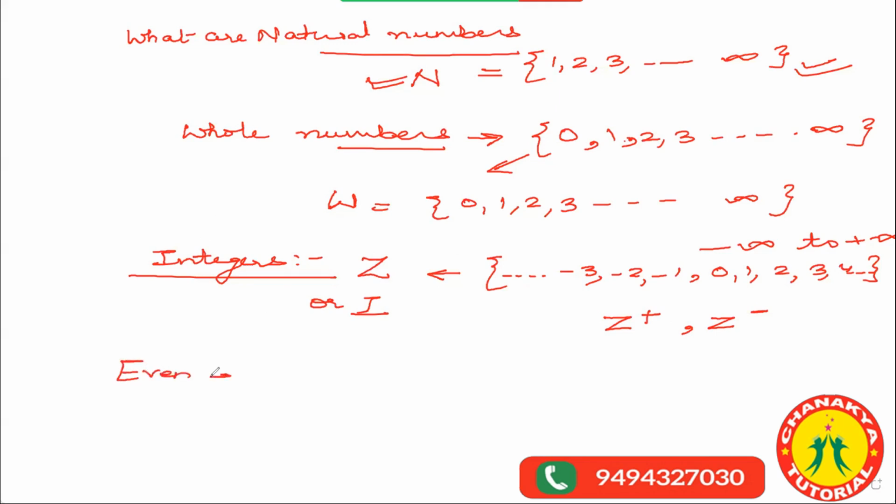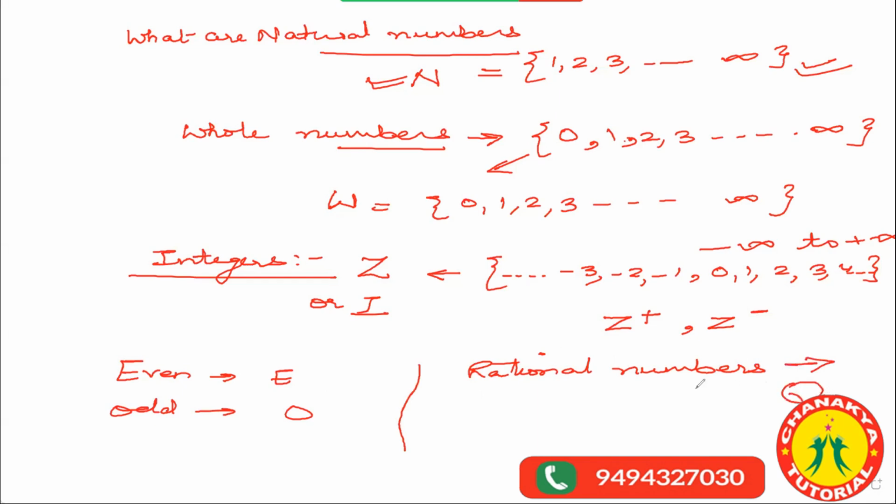Now next, after integers, even numbers. For even numbers, we will be using E. And for odd numbers, children, we will be using capital O. And come to rational numbers. Which symbol will we use for rational numbers? Capital R. Q. Q, not capital R. Capital R is for real numbers.